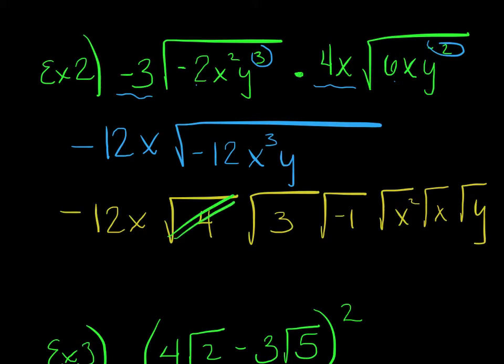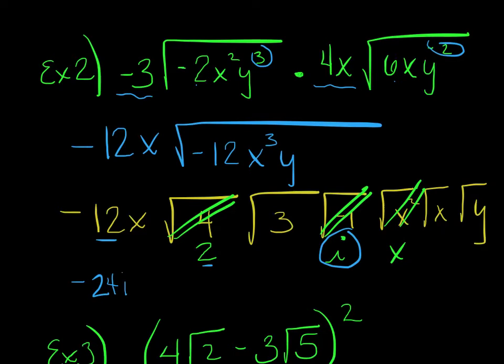I know the square root of 4 is a 2. The square root of a negative is an i. The square root of x squared is just x. So outside, I'm going to say that 12 and 2 make negative 24. I've got an i for my imaginary number. I've got an x and another x, which gets me x squared. And then inside that square root, I'm left with a 3, an x, and a y.